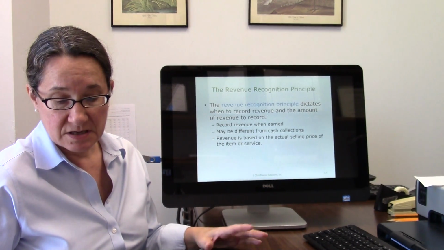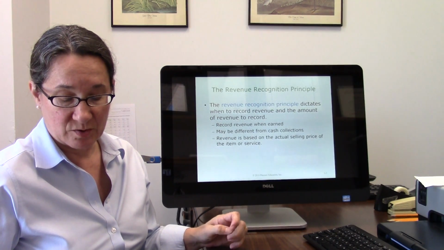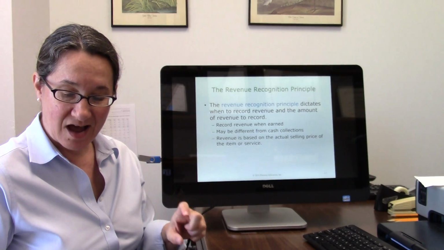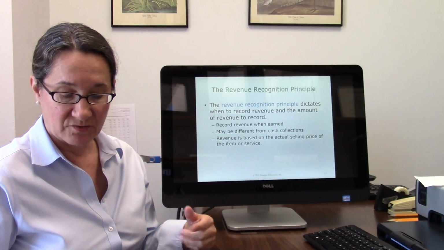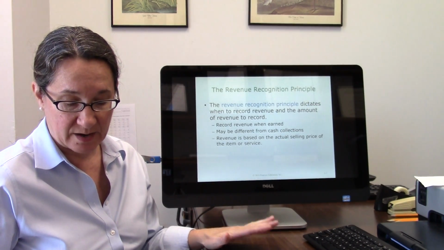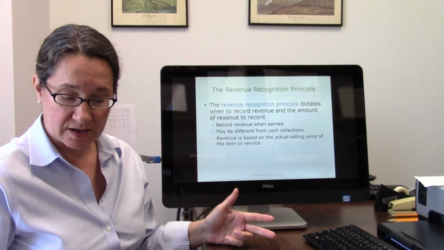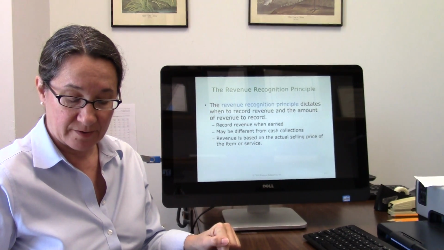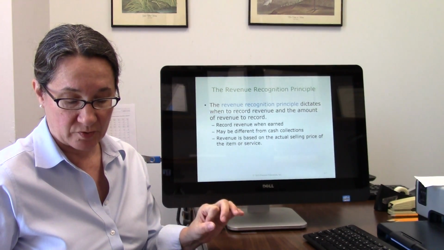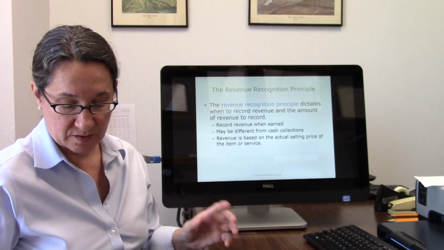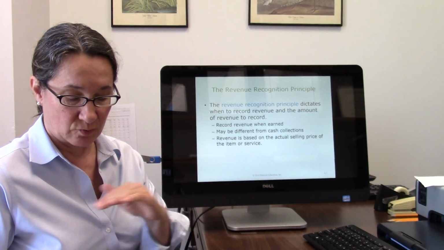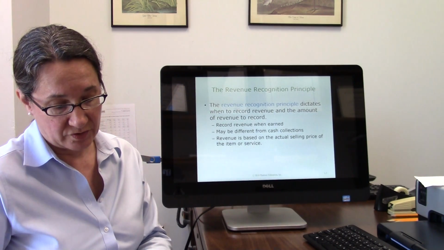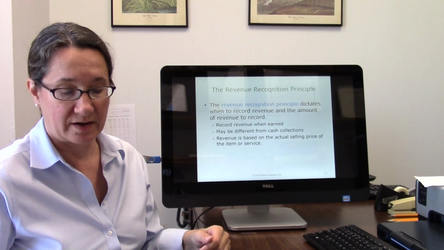In addition, the amount recorded for revenue is based on the actual selling price of the item, not necessarily the retail price. For example, if we normally sell an item for $200, but it's currently on sale for $100, then when it is actually sold for $100, the amount of revenue recorded will be $100. The original sales price is irrelevant, it doesn't matter, because the item was not sold for $200. It was sold for $100.